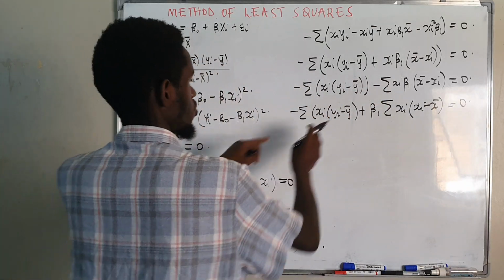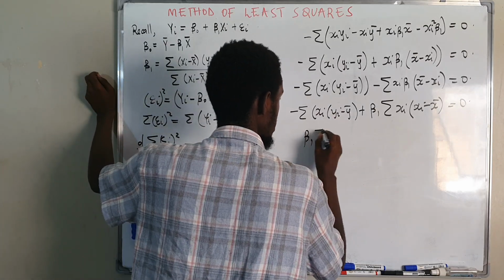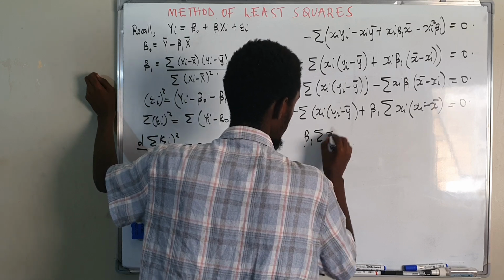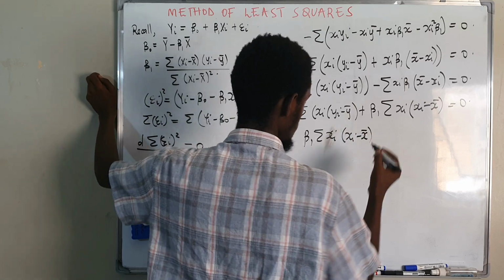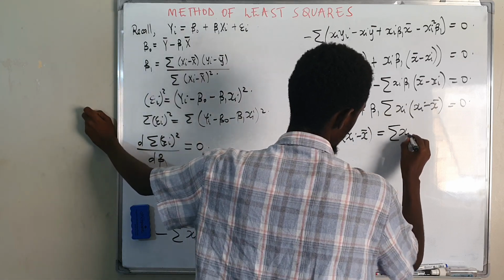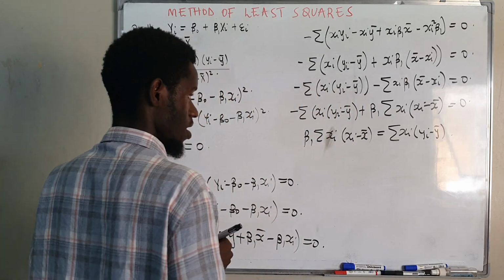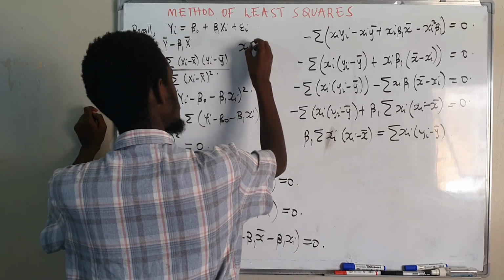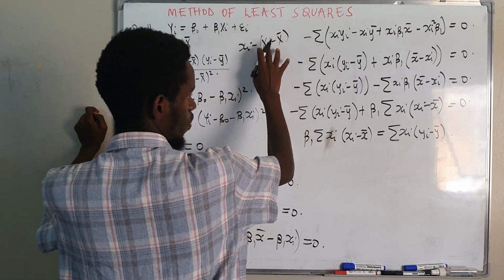Now from this step, I can take this on the other side and leave this one on this side. I have now b1 summation of xi into xi minus x bar, equaling to, now this one comes to this side and becomes a positive summation of xi into yi minus y bar. Are we together? Remember, in the previous video we said that our xi is the same as capital Xi minus x bar.